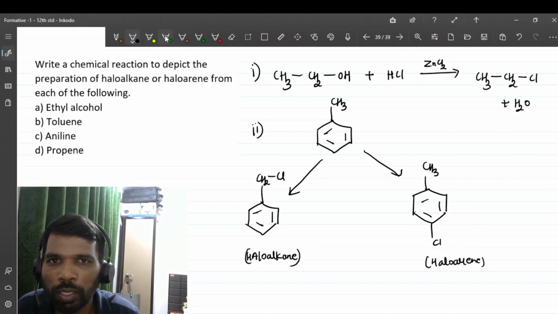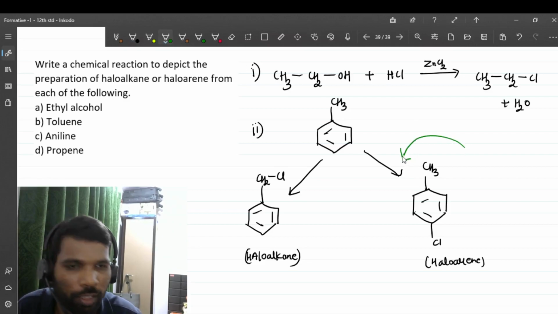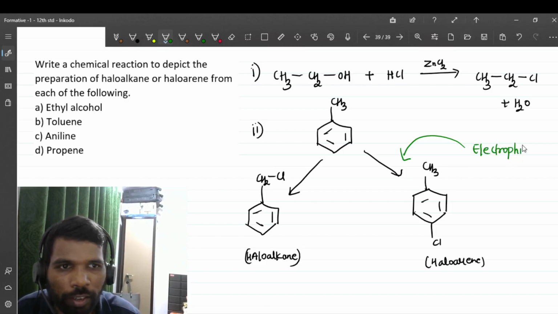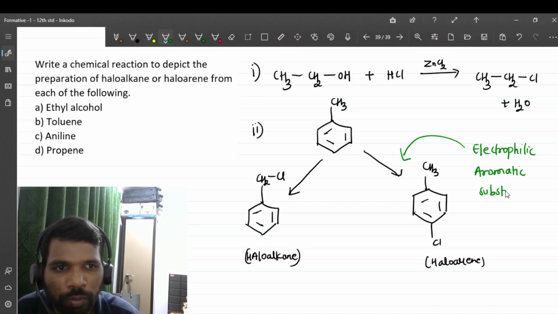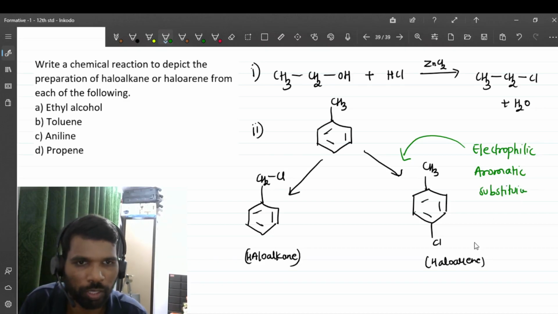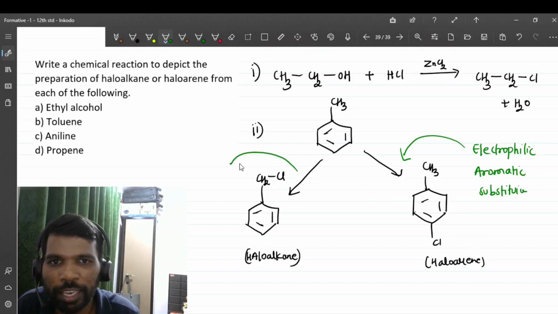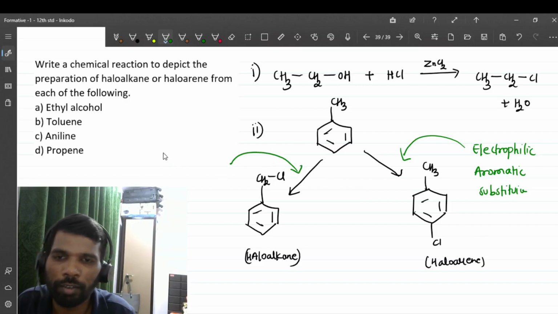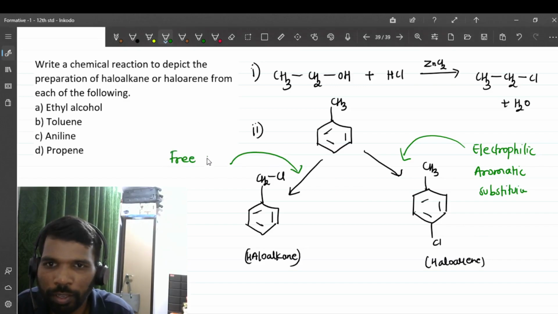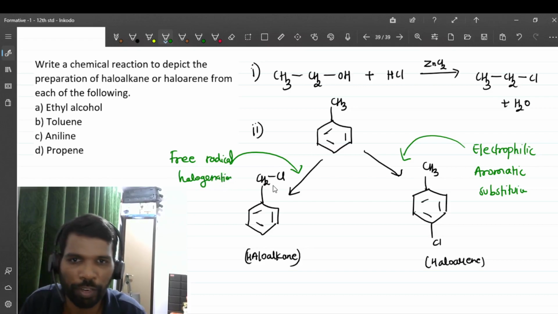How is this achieved? This is achieved by electrophilic aromatic substitution, one kind of reaction we have done. Here also this is chlorination, and this reaction is achieved by free radical halogenation. If you are doing free radical halogenation, chlorine will never get substituted on the ring.